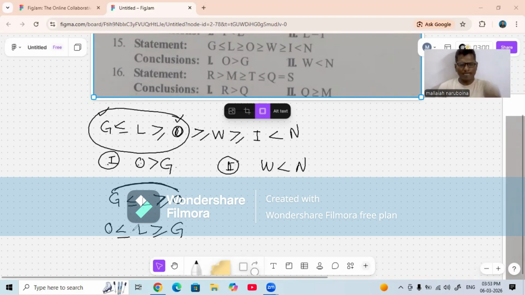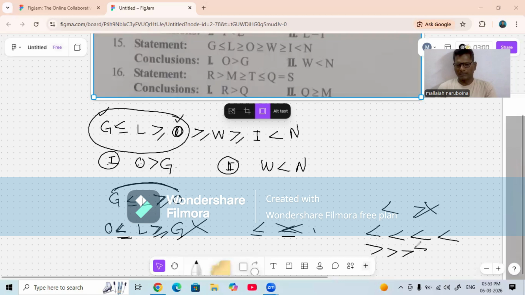Now see here, one less than or equal symbol, then a greater than or equal symbol. All are not in the same direction. So this is wrong. Conclusion 1 is wrong. If we have these opposite symbols, we won't get a conclusion. That's why the first one is wrong. Symbols must be in the same direction: all less than, or all greater than.